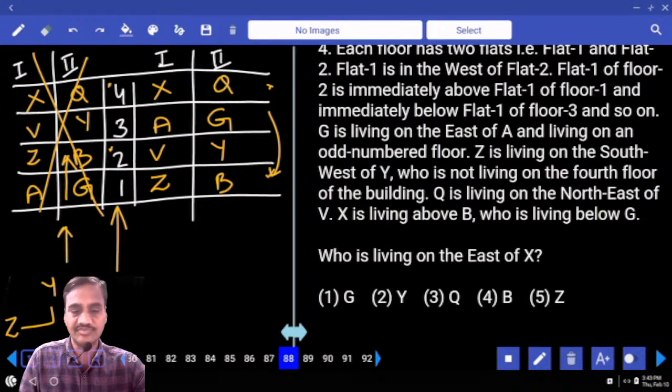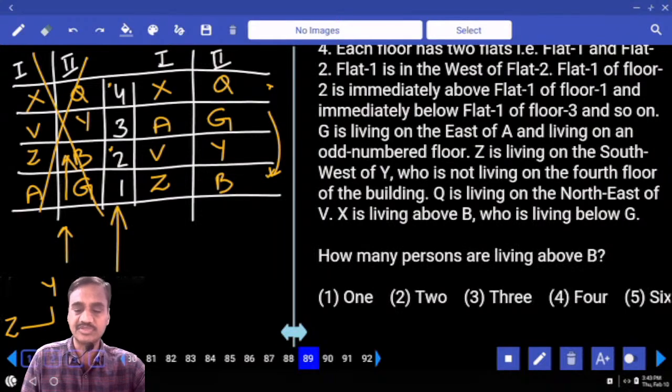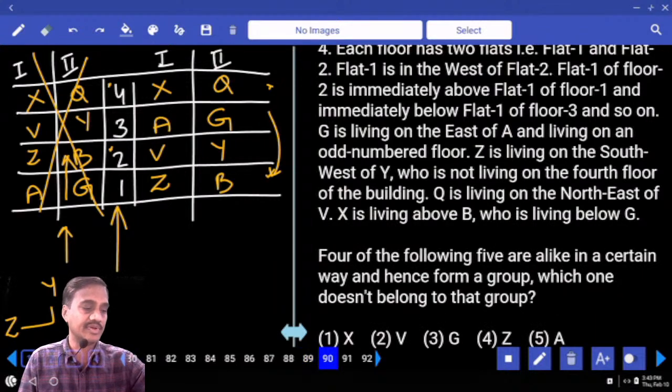Then, who is living on the east of X? Q, that is choice 3. And how many persons are living above B? Above B, tell me how many are there? There are 6 persons. 6, that is choice 5, question 89. Then next, question 90.